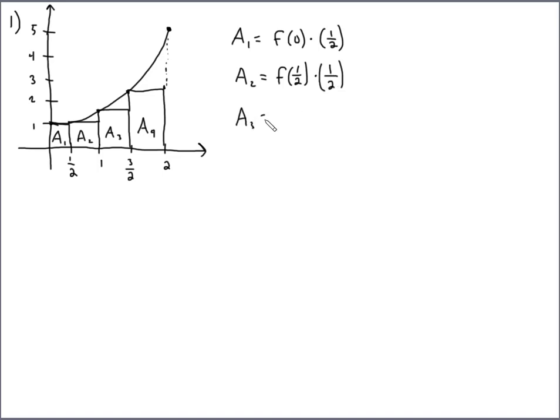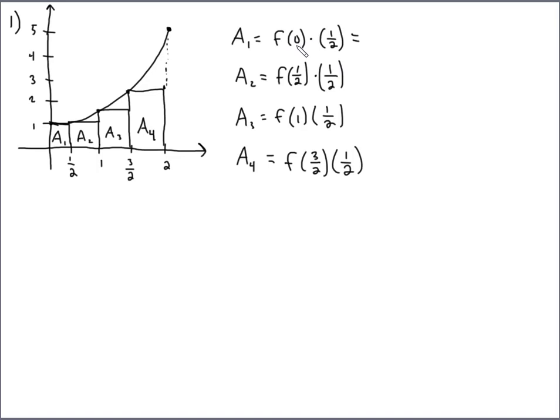Third area, the height is f of 1. Width is also 1/2. And finally the fourth area. Plug in the left endpoint of that fourth subinterval, 3/2, so the height of it is f of 3/2, and its width is also 1/2. Okay, so now we just have to figure out what these values are. What is f of 0, what is f of 1/2, etc.